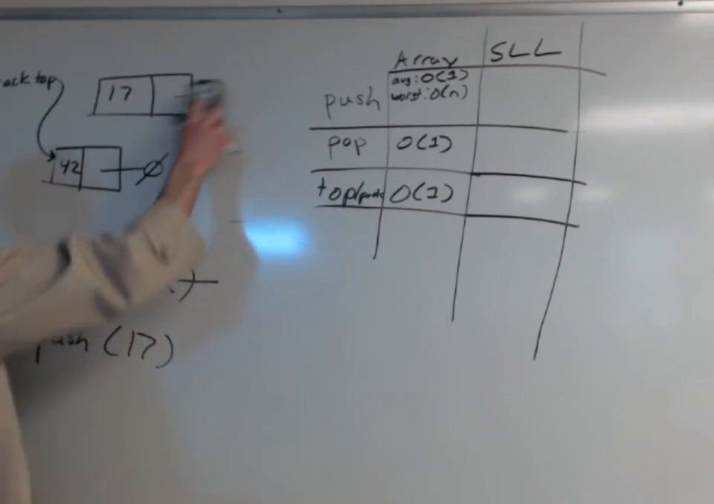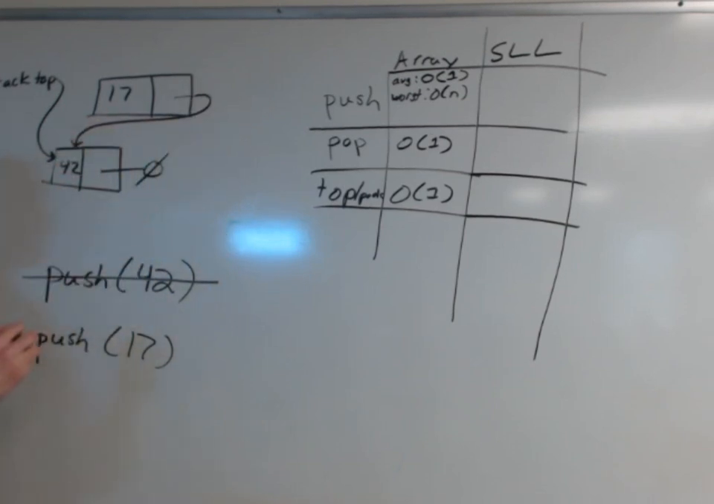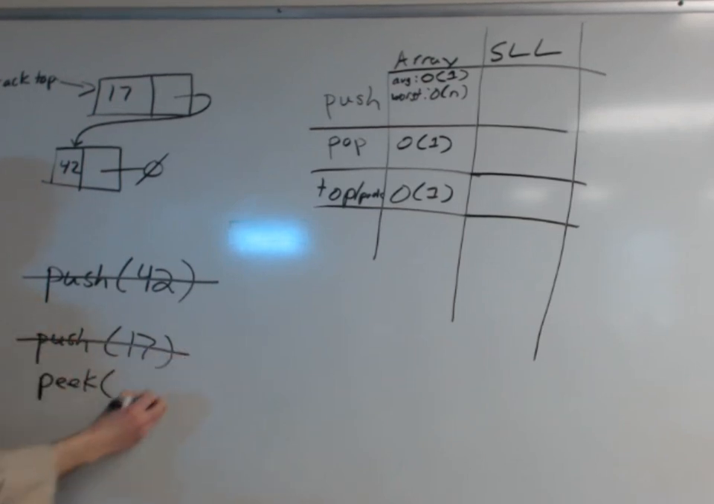Here's the big hint. What if we had this point to this guy? Then we just make the head point to that, and we just update the head pointer. Because now if we do peek, what's the answer? Yeah, 17, because that's where the top pointer is.